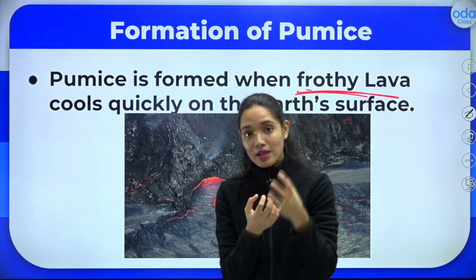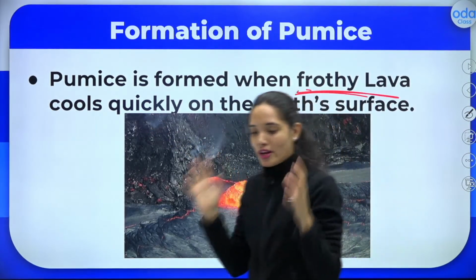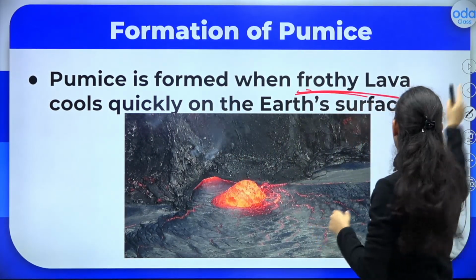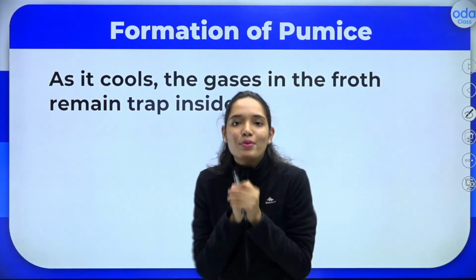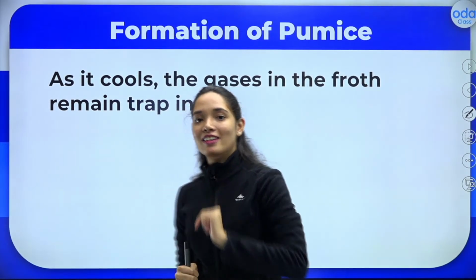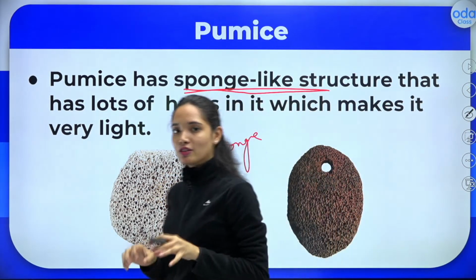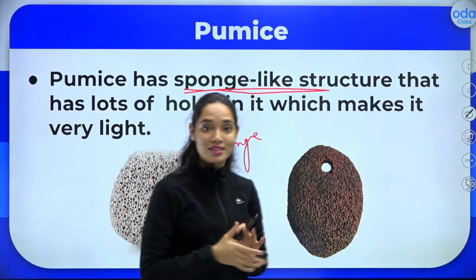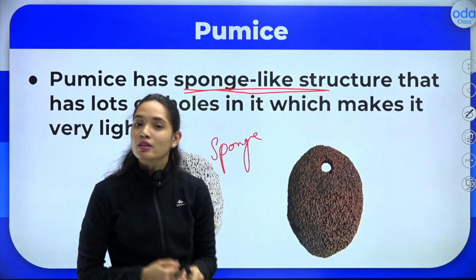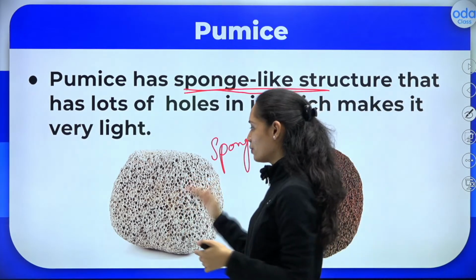So similar to that, students, whenever this frothy lava cools down quickly, when it comes in contact with water, it cools down quickly on the earth's surface. And the gases that are present remain trapped inside. Got it? So now they don't have any way to escape. That is the reason that pumice has holes in it. So these are the gases that have been trapped. Clear, students? How is this formed? Frothy lava comes in contact with water and cools down quickly. When it cools down quickly, students, then the gases remain trapped inside and pumice is formed.